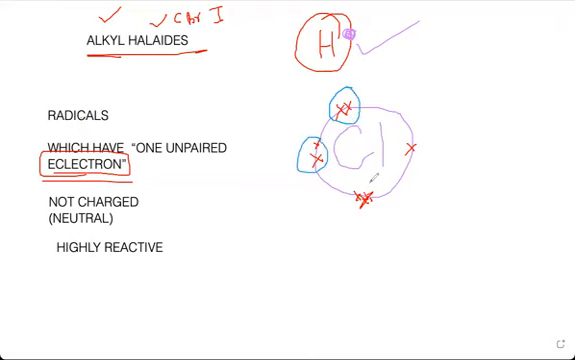These two electrons are paired with each other. They are also pairing with each other. That's why they are not taking part in bonding. Only this electron will take part in bonding for the chlorine. Chlorine always makes a single bond. So this electron is unpaired. Yes, the chlorine has one unpaired electron. It is not charged, it is neutral, so it is highly reactive.